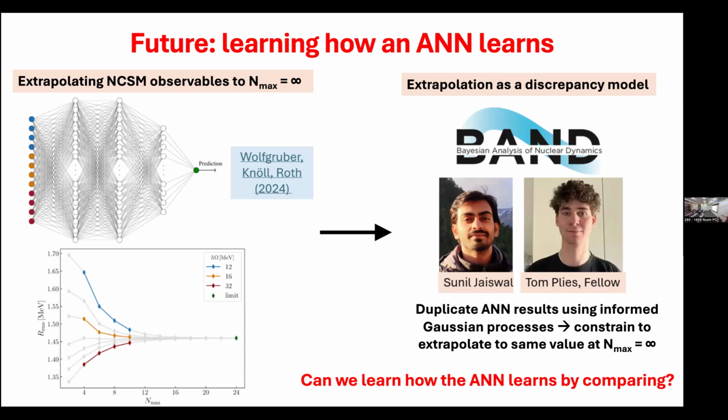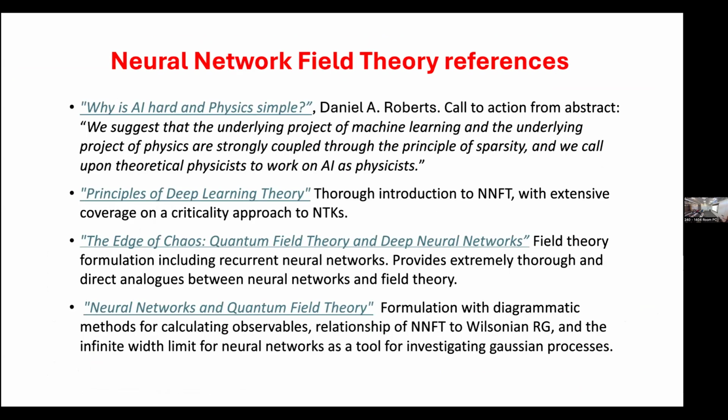I was talking about this extrapolation case where we're trying to extrapolate no-core shell model observables, and Sunil and Tom, who are members of the BAND collaboration, are currently trying to duplicate these neural network results using Gaussian processes. And they're doing that where it's aware basically of this kind of convergent behavior. And they're trying to see what's going on there and offer ways to see how the neural networks are learning through comparison. And then hopefully I can come back in with an infinite width neural network and offer some comparison there, and we can see if we can learn more about how things are learning. So here's some resources, but otherwise, thank you for your time.